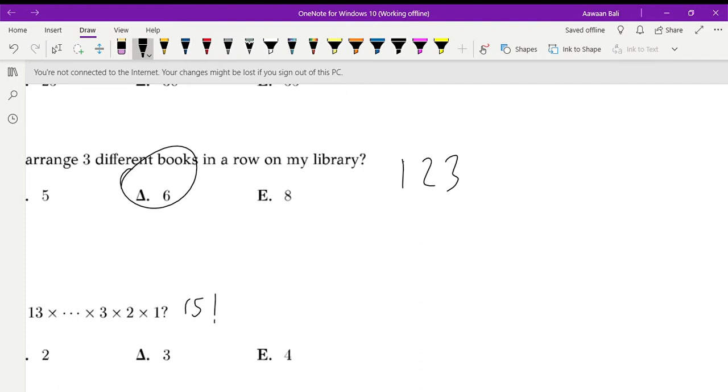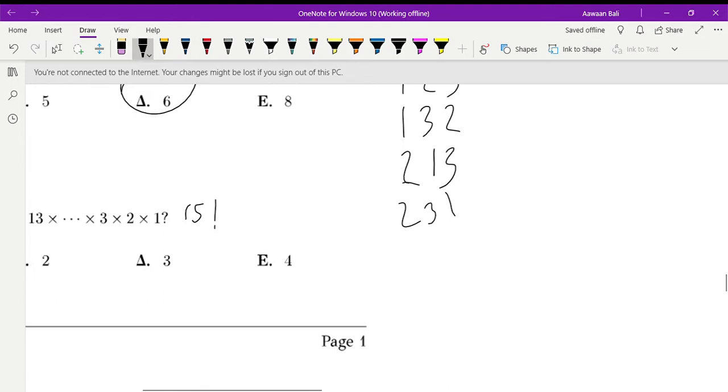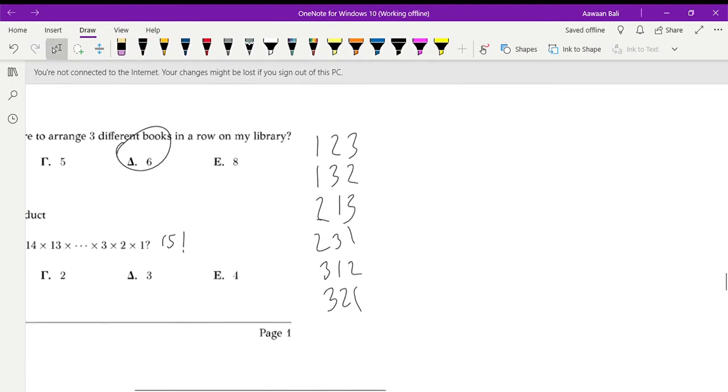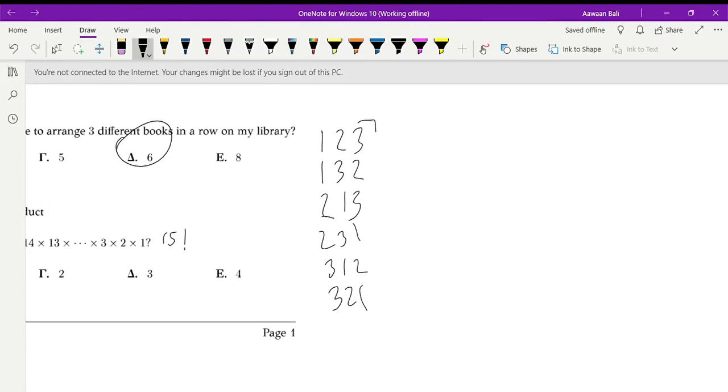Now we can keep the 1 here, but we can swap the 2 and 3. So it becomes 1 3 2. Then we can get the 2 here: 2 1 3, 2 3 1. And it goes on like that. Now if you realize, after we've done this method for the 3-digit numbers, there are no others. These are all of them, and it's 6. So we can therefore say it's 6.